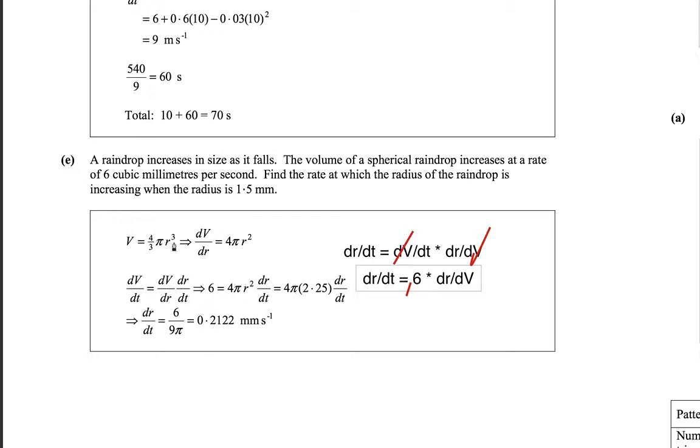Multiply by 3, subtract 1 from the power. So we have dv/dr, but we want dr/dv. Very simple. Just turn it upside down. So dr/dv, the other way around, is going to be 1 over 4 pi r squared. So multiply 6 by 1 over 4 pi r squared. They've also told us the radius is 1.5, so plug that in instead of r, and you've got the answer, which is this, and it's millimeters per second.